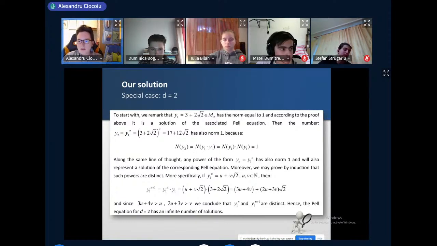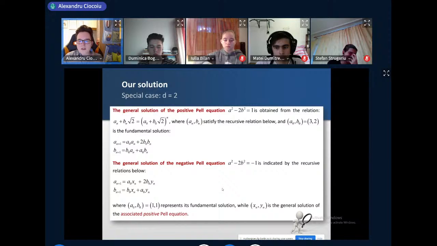Moreover, we may prove by induction that such powers are distinct. More specifically, y of 1 to the power of n could be written as u plus v square root of 2, with u and v being natural numbers. Then, of course, y of 1 to the power of n plus 1 would be 3u plus 4v plus (2u plus 3v) square root of 2. And since 3u plus 4v is greater than u and 2u plus 3v is greater than v, we automatically conclude that y of 1 to the power of n and y of 1 to the power of n plus 1 are, of course, distinct. Hence, the Pell equation for d equals 2 has an infinite number of solutions.